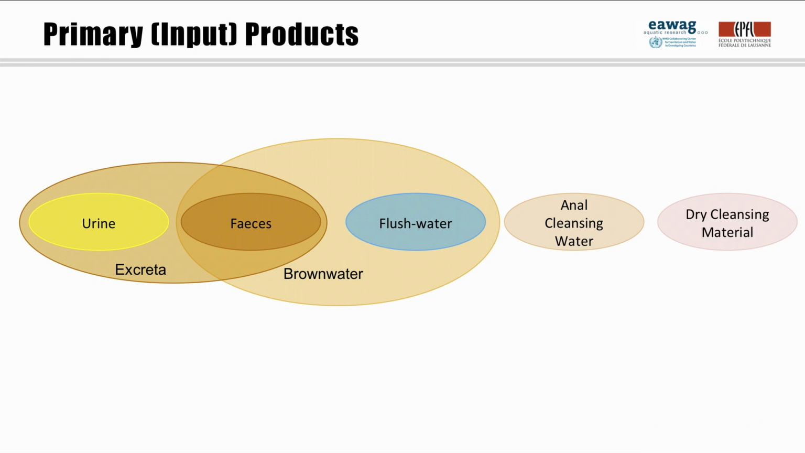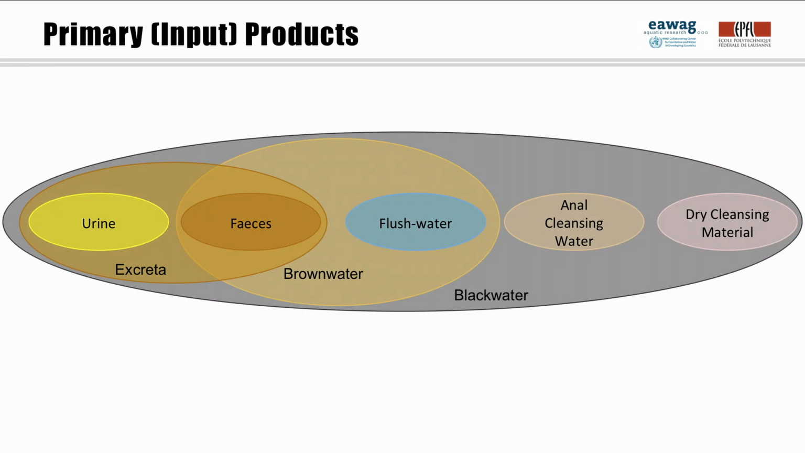When anal cleansing water, so that's the water that's used for washing instead of toilet paper, or dry cleaning material, are mixed in with the excreta and flush water, the whole mixture is referred to as black water. You may have heard the term wastewater before, but black water is a more descriptive term, and because any sort of unneeded water could be called wastewater, we prefer the term black water to be more specific.